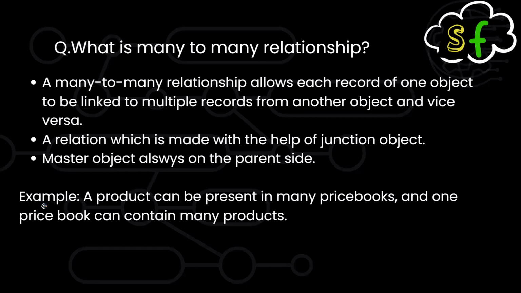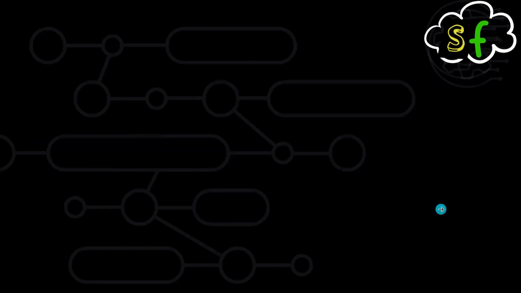Now, an example for a many-to-many relationship. A product can be present in many price books, and one price book can contain many products. So we can take an example of a product object and a price book object. There can be various products, but while connecting them to the price book, in one price book we can have many products. And one product can be present in different price books, like in price book one, in two, and in five also. So this is how a many-to-many relationship works.